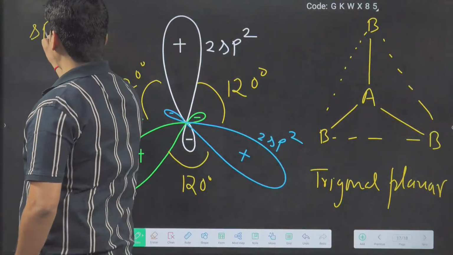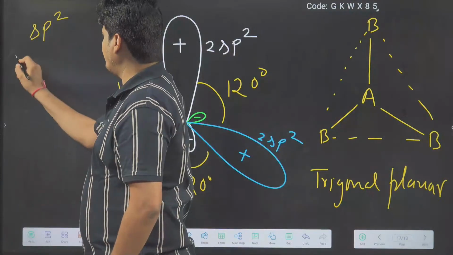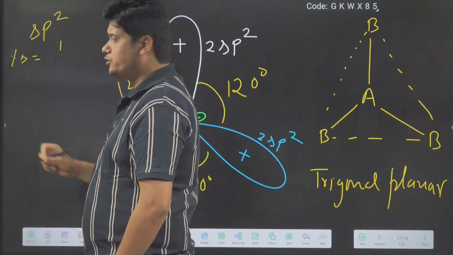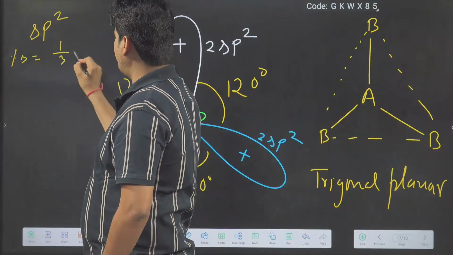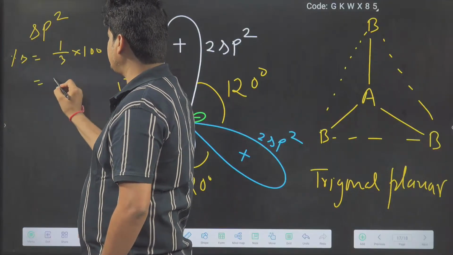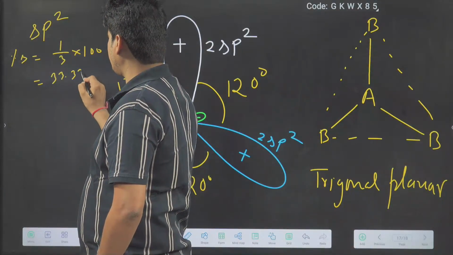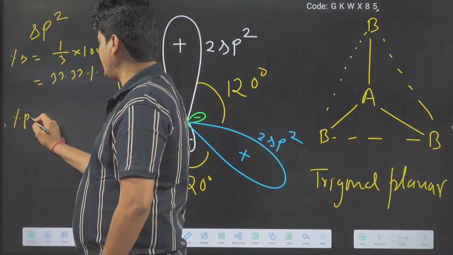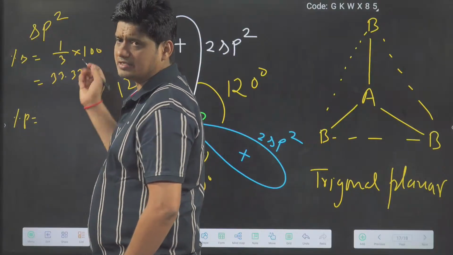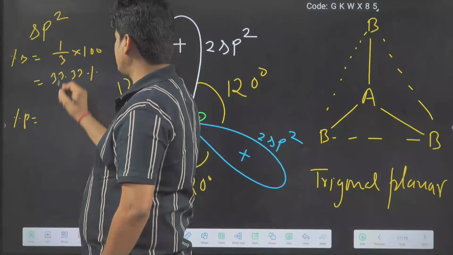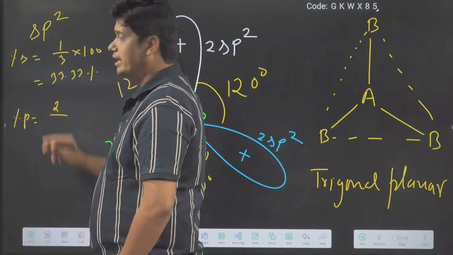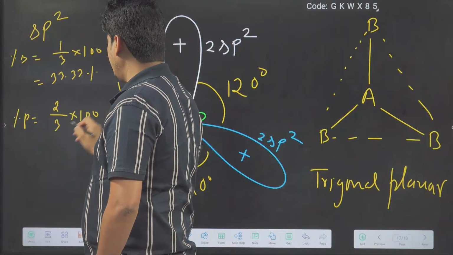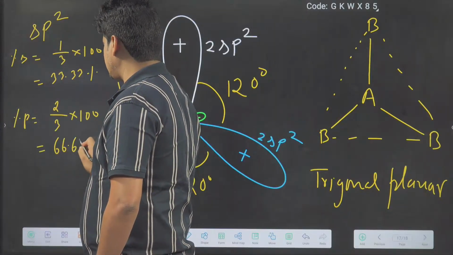If it is sp2 and I want to find percentage s, I will say how many s present? 1, and total 1 plus 2 is 3, multiplied by 100. So s is going to be 33.33%. If I want to go for percentage p character, one thing I can do is 100 minus 33.33, or I can say total p are 2 and total orbitals are 1 plus 2 is 3, multiplied by 100 is equal to 66.66.